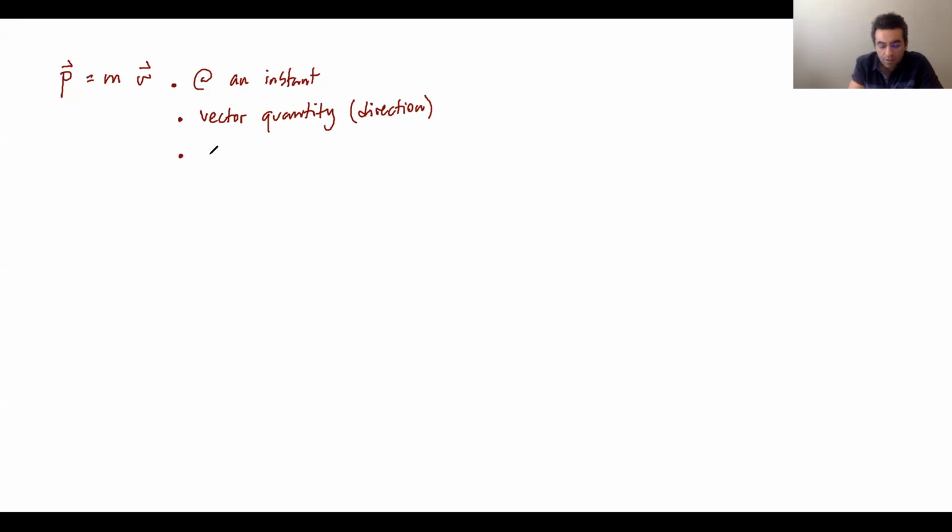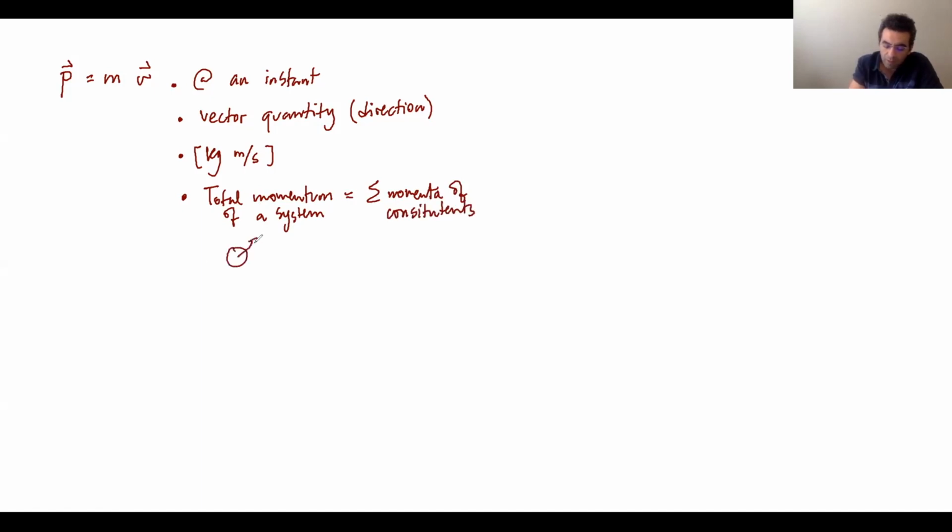Its SI units are kilograms meters per second, because it's mass in kilograms times velocity in meters per second. And we identified that the total momentum is the sum of the momenta of the constituents. So the total momentum of a system made up of many objects is the sum of the momenta of the constituents of the system.